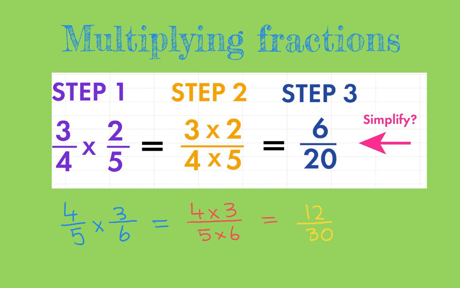Now we're going to simplify the fraction by dividing the top and the bottom by the same number, and 6 is a common number to 12 and 30. 12 divided by 6 is 2, 30 divided by 6 is 5, and there is our answer.